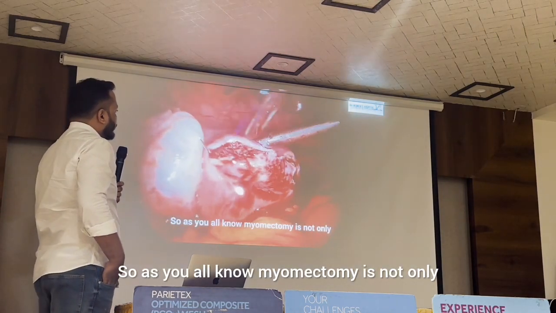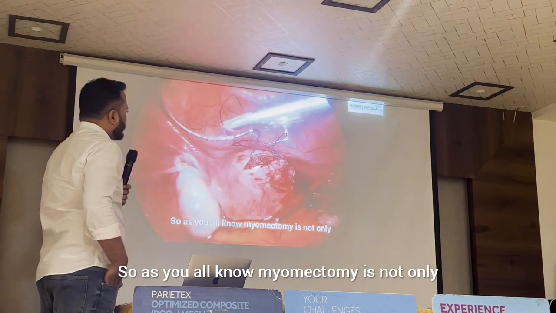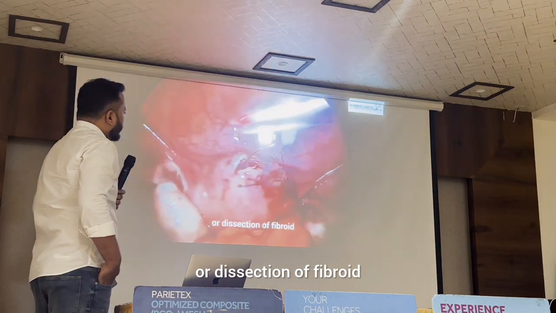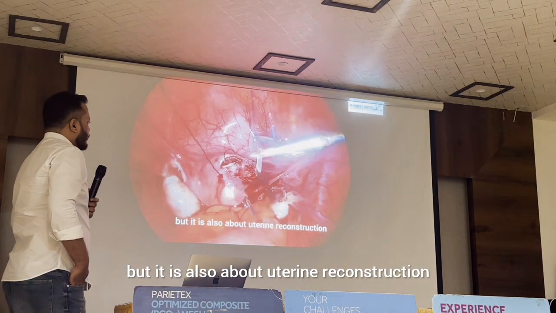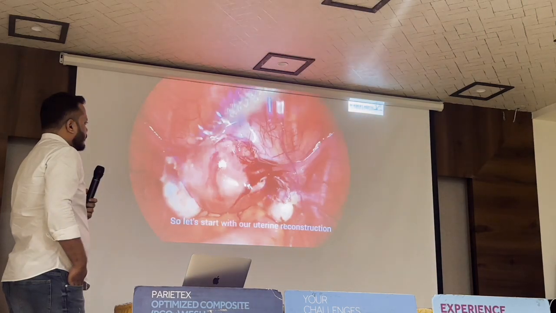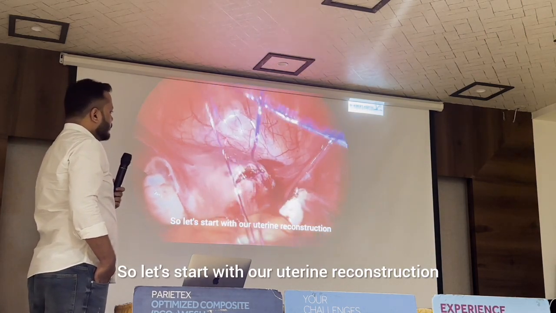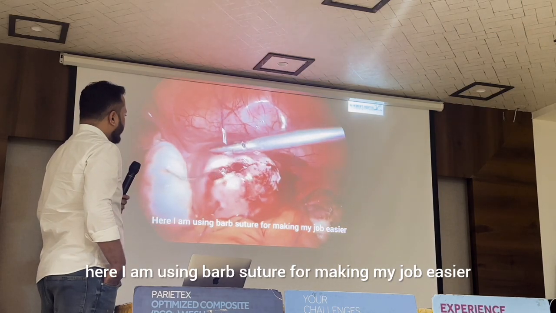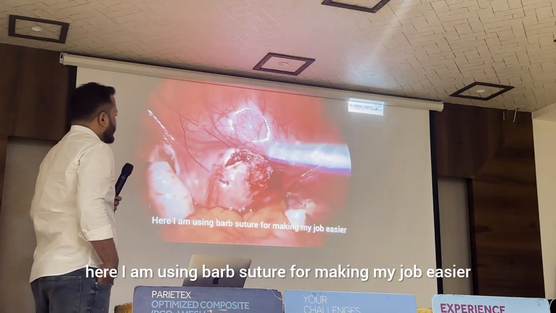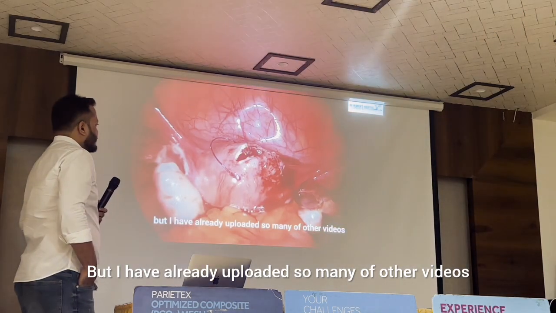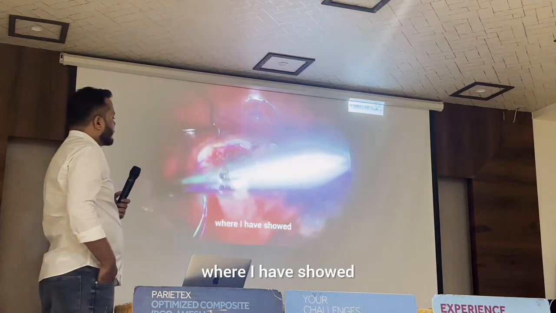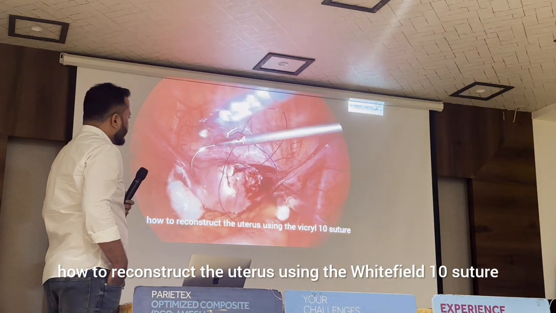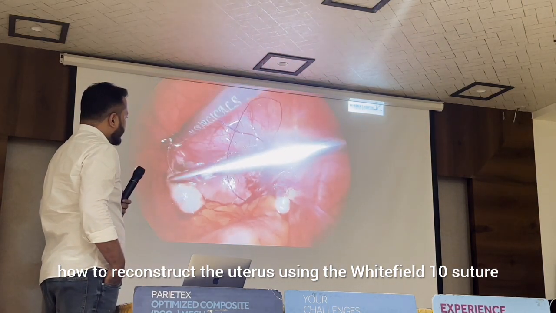So as you all know, myomectomy is not only about the separation or dissection of fibroid, but it is also about uterine reconstruction. So let's start with our uterine reconstruction. Here I am using barb suture for making my job easier, but I have already uploaded so many other videos where I have showed how to reconstruct the uterus using the Whitefield 10 suture.